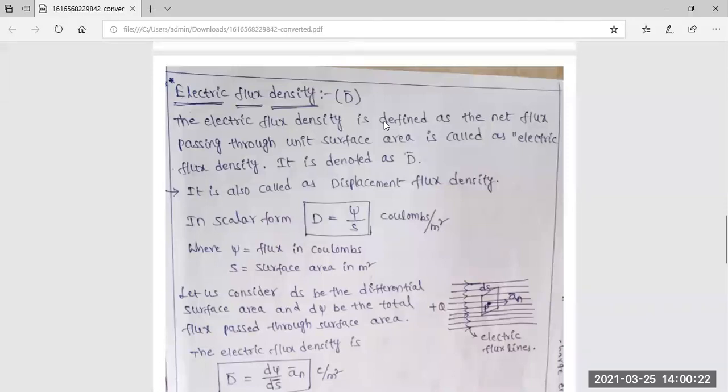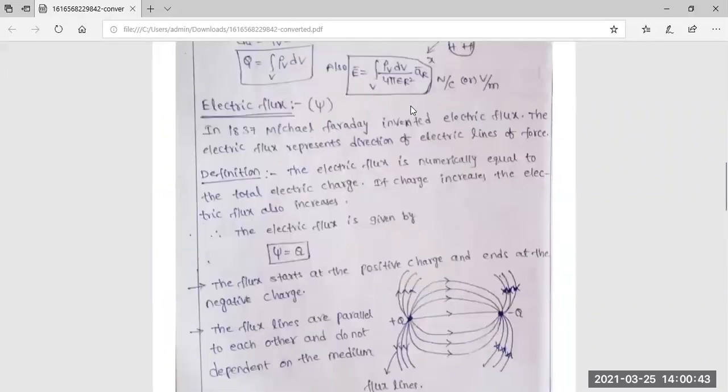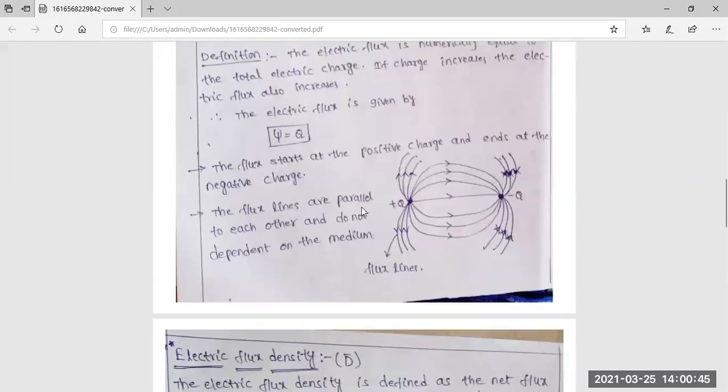The electric flux is numerically equal to the electric charge. Okay, the direction of electric lines of force is called the electric flux. Basically, the electric flux represents the direction of electric lines of force. Always the electric flux lines should start at the positive charge and end at the negative charge.